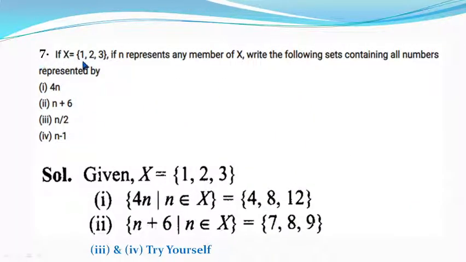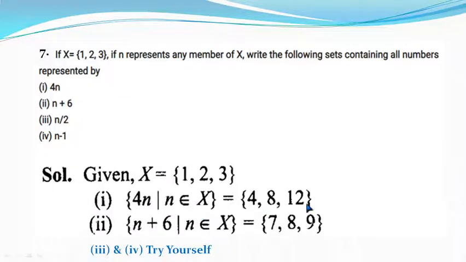Seventh question: if X is this set and if n represents any member of X, then write the following sets containing all numbers represented by 4n. What is n? n is a member of this set. It means n can take values 1, 2 and 3. So if n is 1, the answer is 4. If n is 2, the answer is 8. And if n is 3, the answer is 12. So 4, 8 and 12.